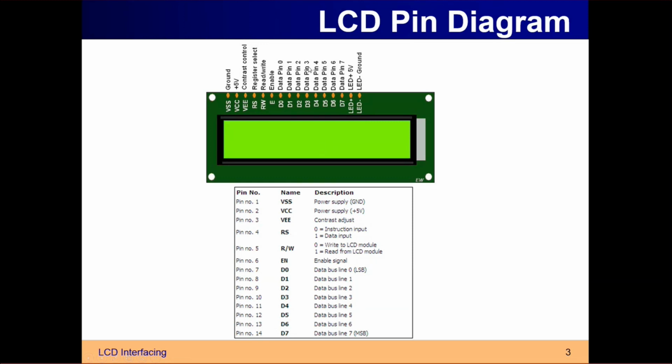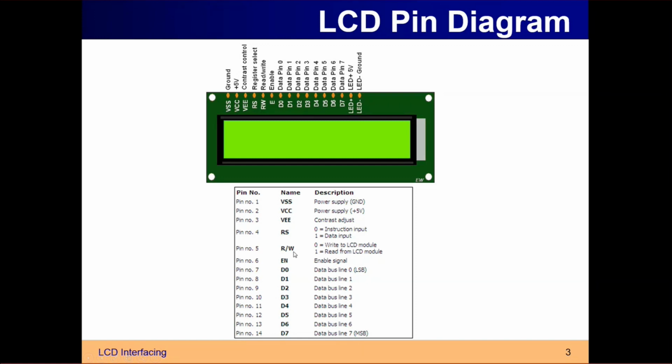So if RS is equal to 0, whatever you write will be sent to the command RAM. If RS is equal to 1, whatever you write here will be sent to the character generation RAM. Based on the data or command received on the corresponding RAMs, the corresponding functionalities will be done by the LCD controller. So that is the function of register select. Then the fifth pin is read bar write, actually read bar write bar. If this pin is 0, that means you are writing to the LCD.